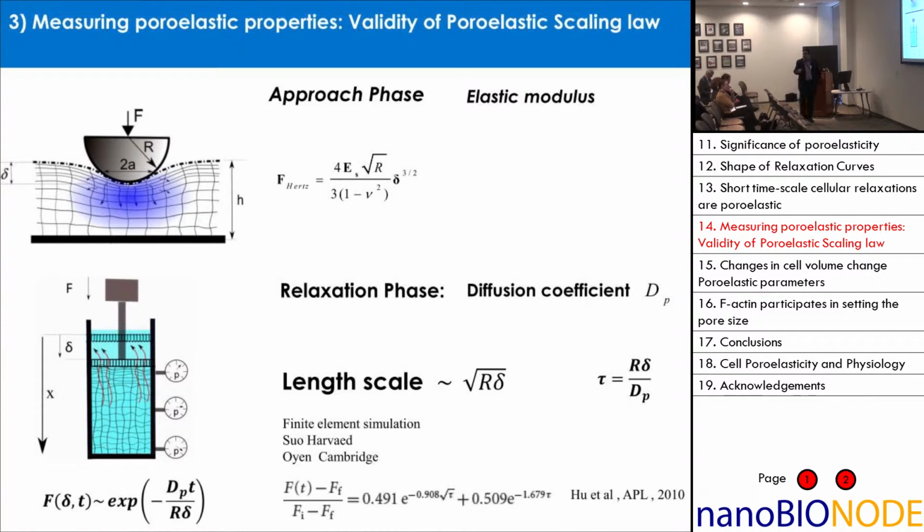The length scale is very important. The length scale is the contact area. So it's not indentation depth. You can have a large contact indenter with small indentation depth, or you can have a small indenter with a large indentation depth and get the same effect. So what we did is we fit the indentation part to a Hertzian model, and we fit the relaxation part to a function which comes from finite element simulation, and we calculated the diffusion coefficient by doing this.